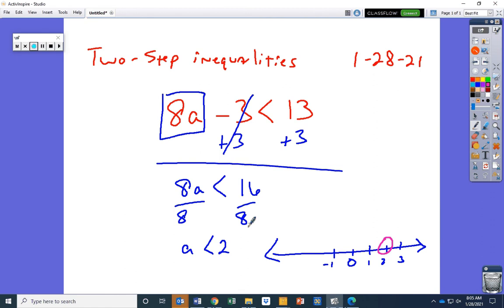Now, go back to your inequality. What is this telling me? That a has to be less than 2. Which direction from this 2 would represent less than 2? Left. That's all I got to do for that. Does that make sense?